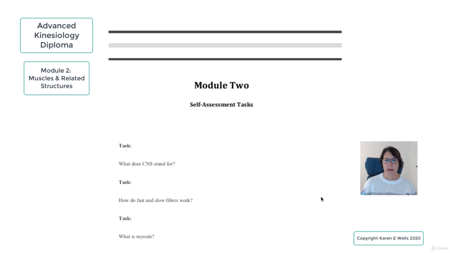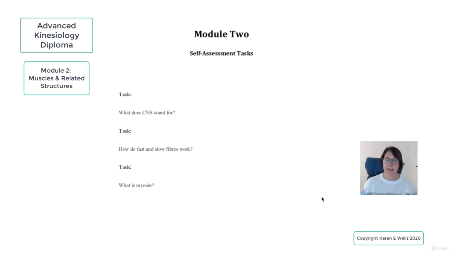So let's move on to the self-assessment task for Module 2. The first being, what does CNS stand for? The second being, how do fast and slow fibers work? The third being, what is myosin?